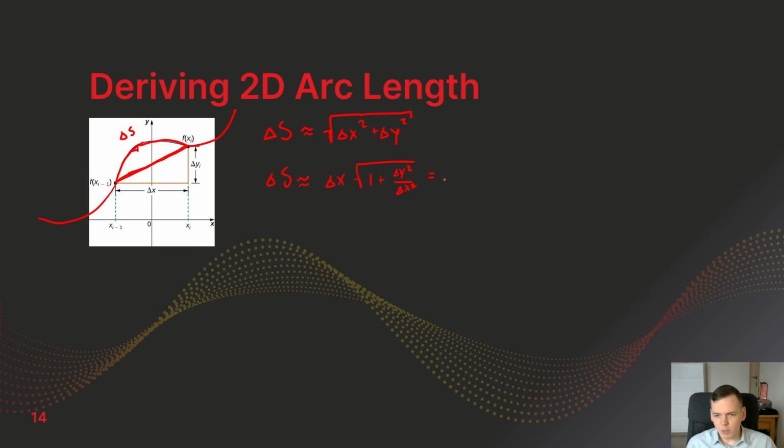And that can be rewritten as delta x times the square root of 1 plus delta y over delta x, squared. So in other words, we can approximate delta s as being basically equal to this length times the square root of 1 plus this length divided by this length squared.